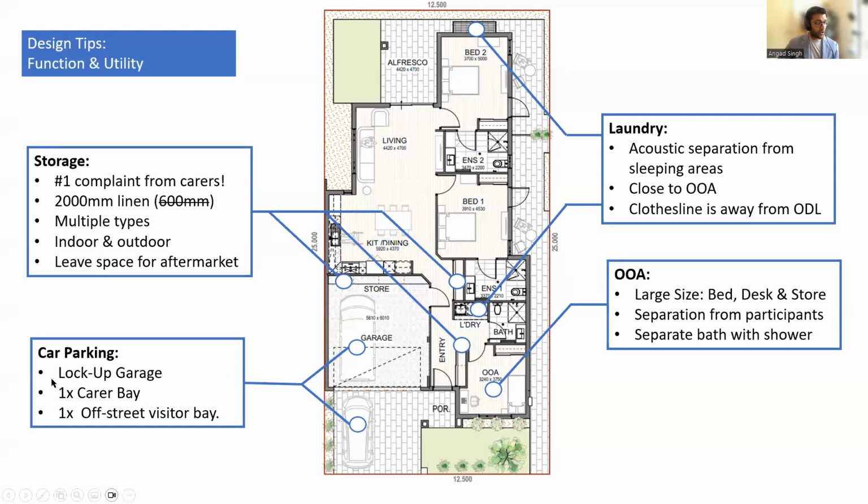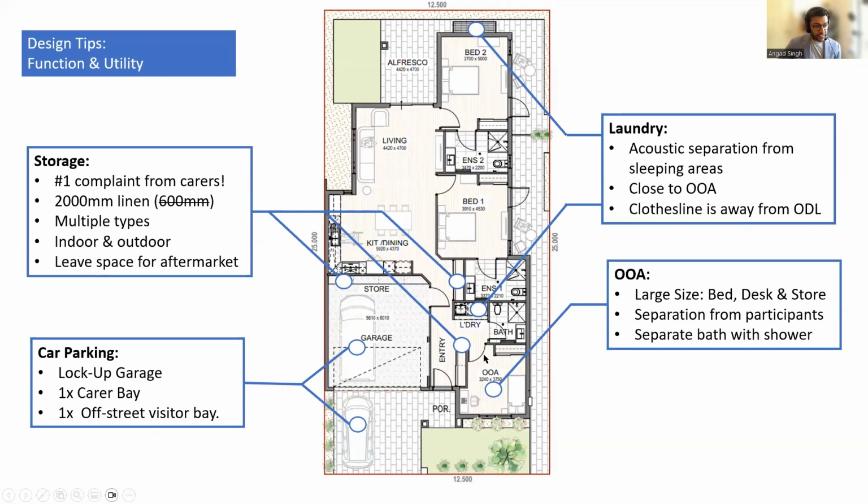Because we do use the garage as storage, it's quite important to have a lock-up garage and provide at least one carer bay and one off-street visitor bay. In this case, you can see there's more than that, but that's, I would consider, a minimum. Take care of your carers, giving them a large space.